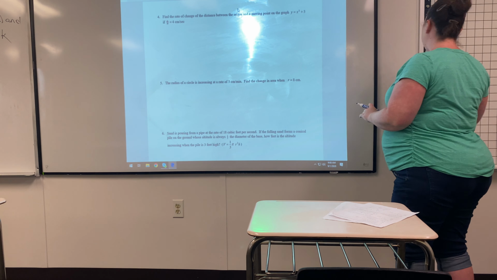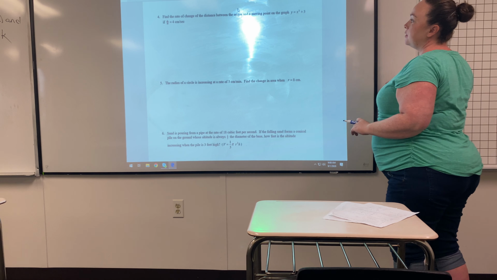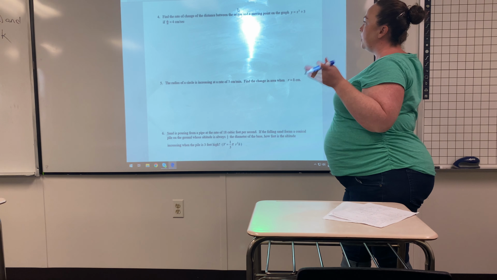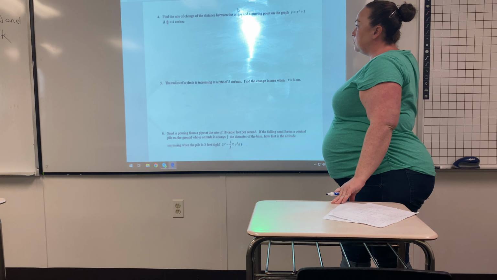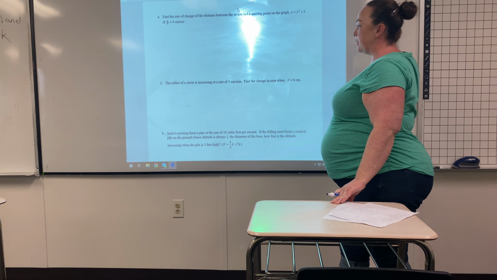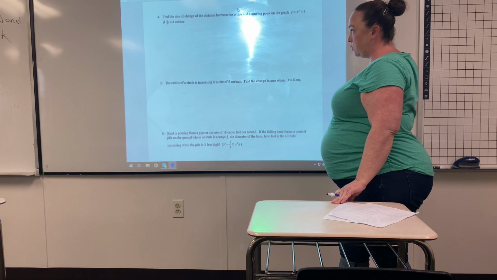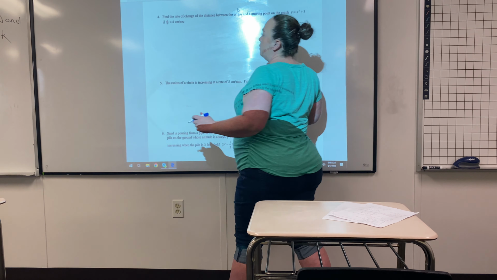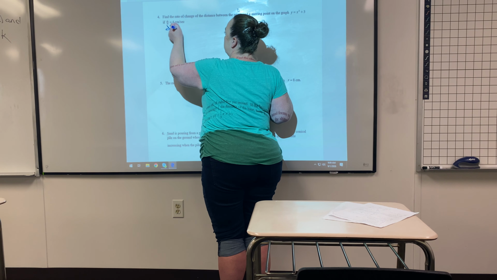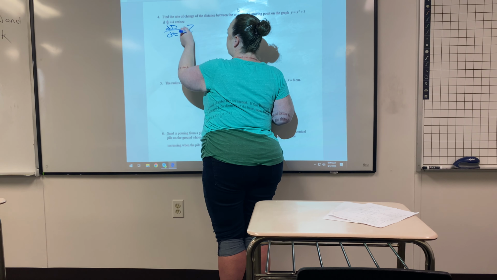All right, so for 4, they want you to find the rate of change of the distance between the origin and a moving point on the graph y equals x squared plus 3, if dx/dt is 4 centimeters per second. So if you are looking for a rate of change for distance, that would be dD/dt. So that's what you're looking for.